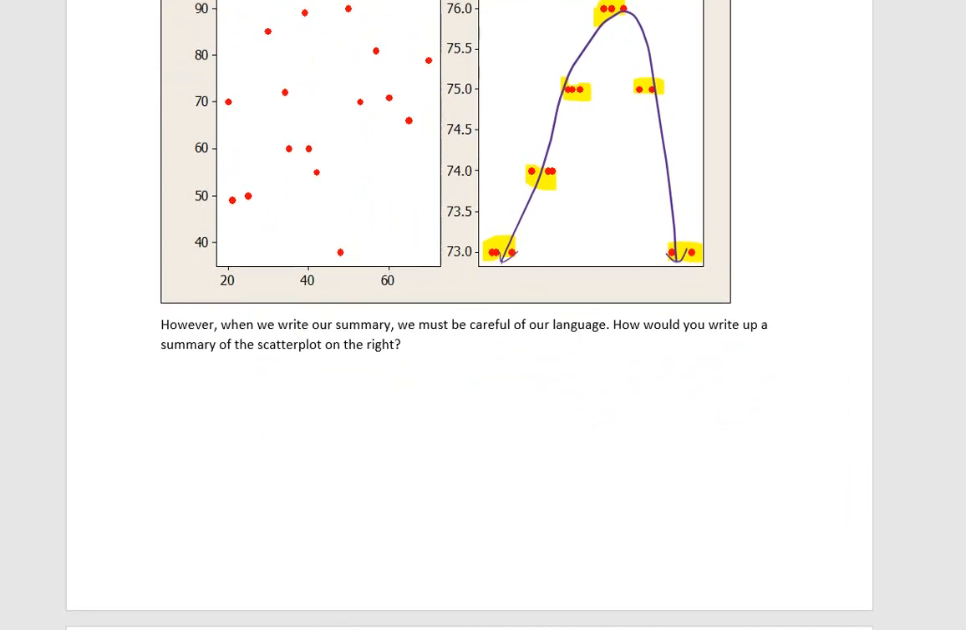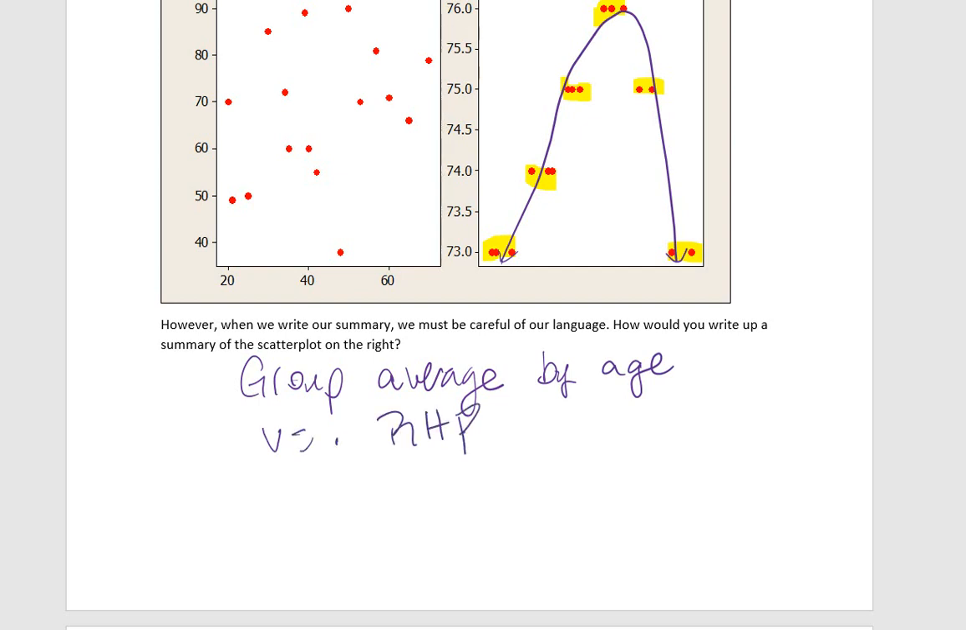So when you're writing a summary and you're using aggregated data, you do have to be careful about your language. When you write up the summary for the scatter plot on the right, you would say the group average by age versus the resting heart rate. That way we know that you're not talking about an individual, you're talking about an entire group.